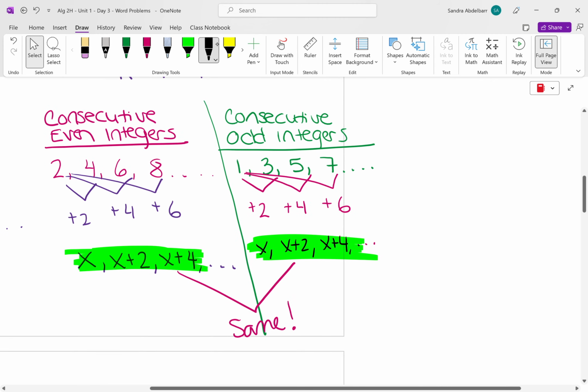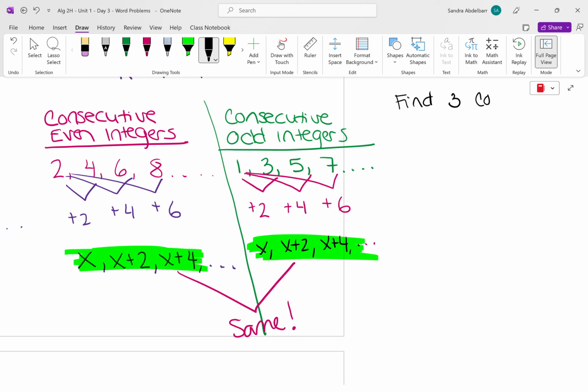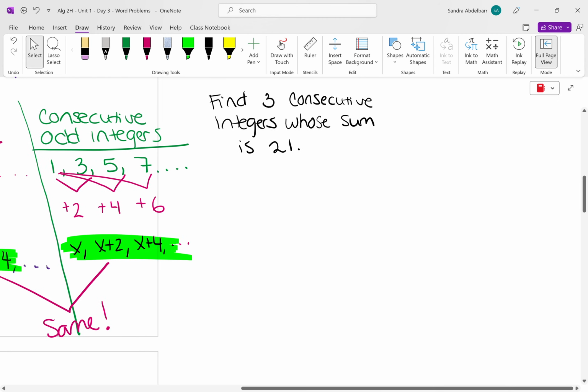Okay, I'm going to sidetrack for a minute. It's not on the paper, but I'm going to write this down. Find 3 consecutive integers whose sum is 21. Find 3 consecutive integers whose sum is 21.